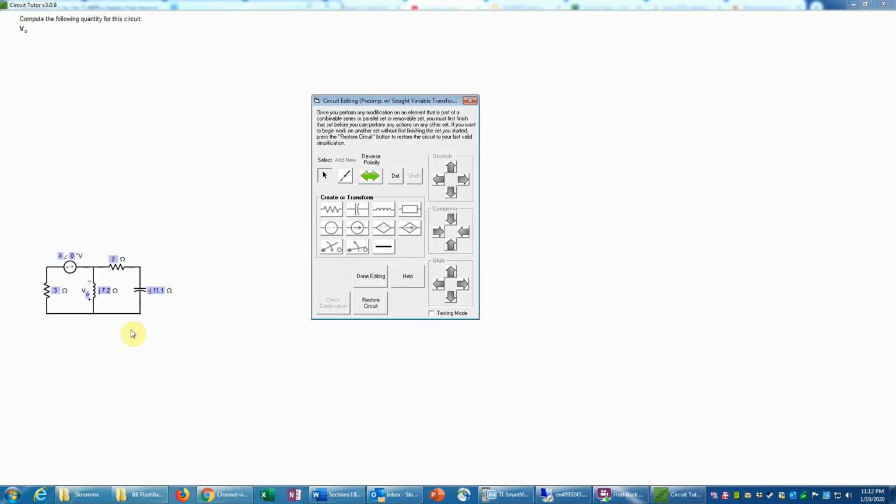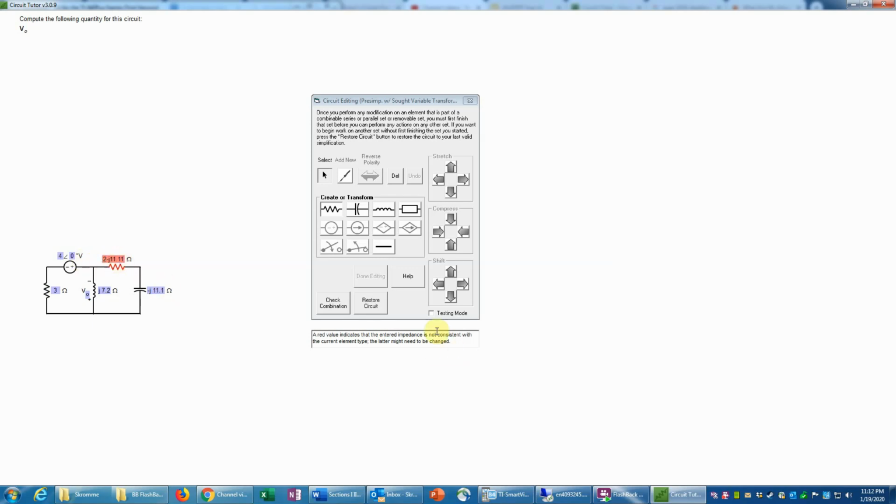So the first thing we have to do is recognize that these two elements are in series, and because we're in the phasor domain where everything is in ohms, we can in fact just add those impedances. So here I could just go minus j11.11, and notice that's now in red.